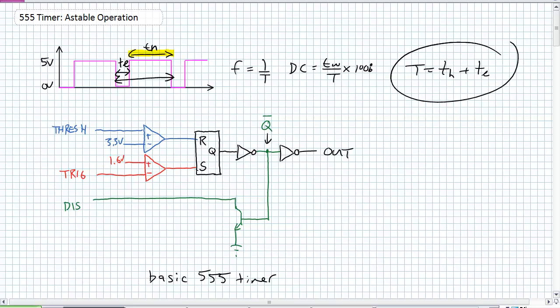This entire lecture is based off your understanding of the basic internal workings of the 555 timer. If you have never seen these things before, definitely go back to the monostable operation lecture, where I give a basic tour of the 555 timer. Let's just do a very, very basic introduction here. What was the 555 timer?